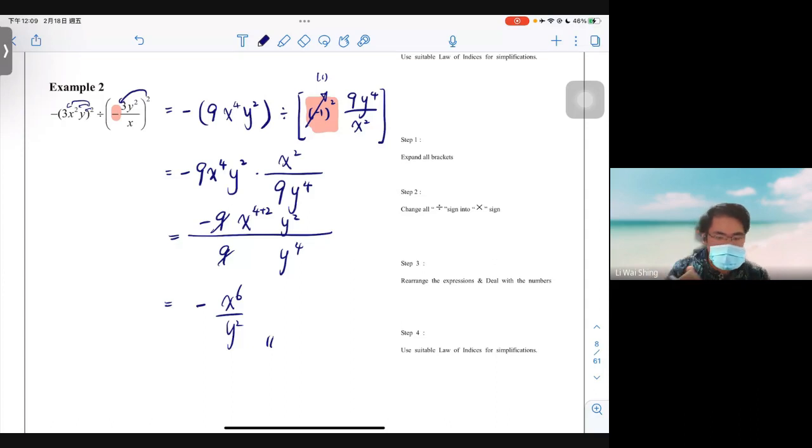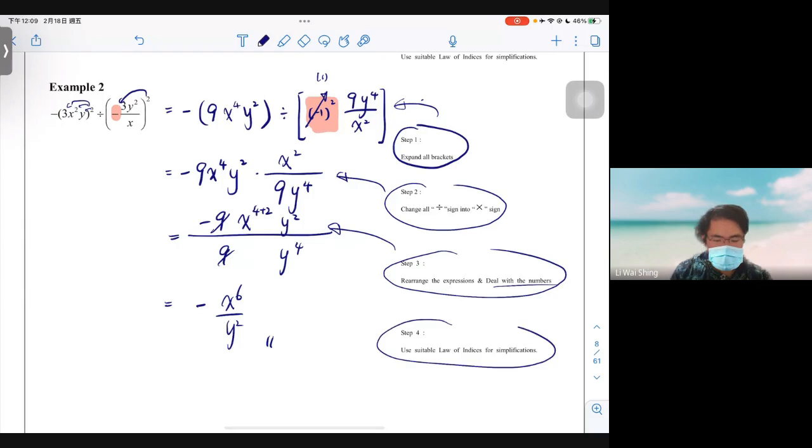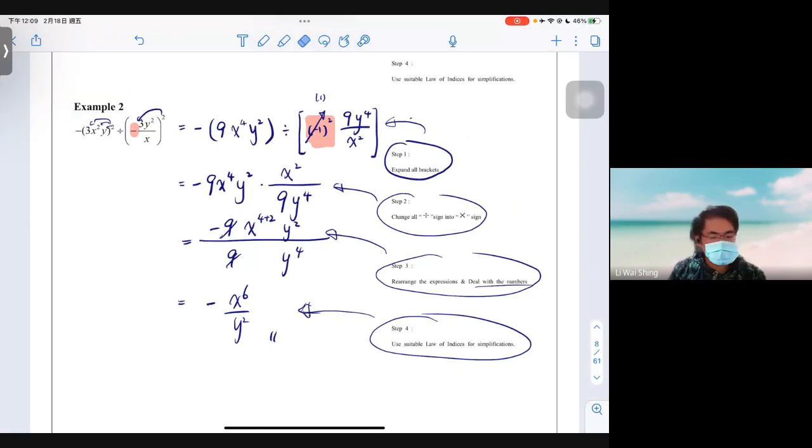Okay, step 1, expand bracket. Step 2, 除好變成好，上下要顛倒. Step 3, combine them and deal with the numbers. Step 4, simplify, give the answer. Easy.